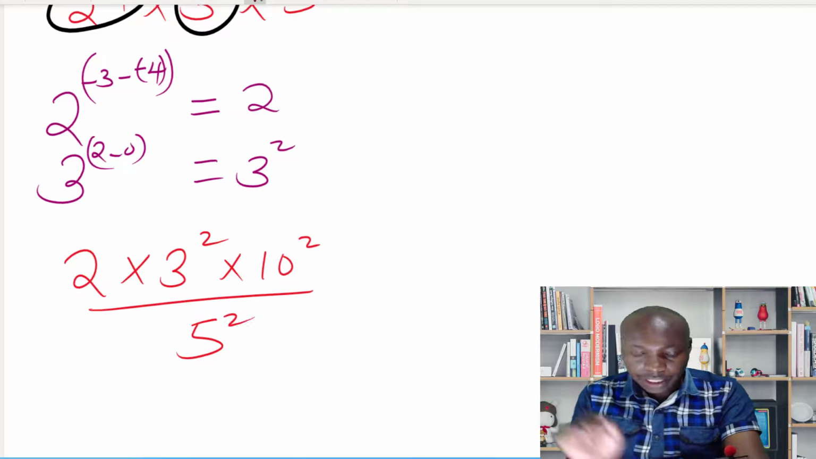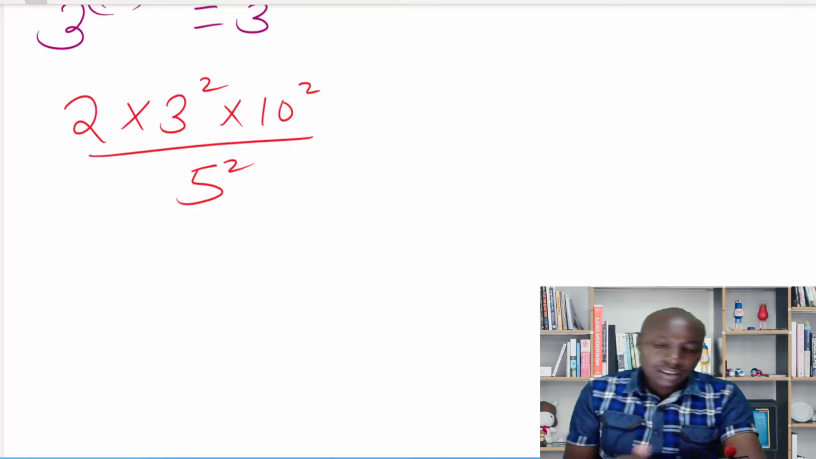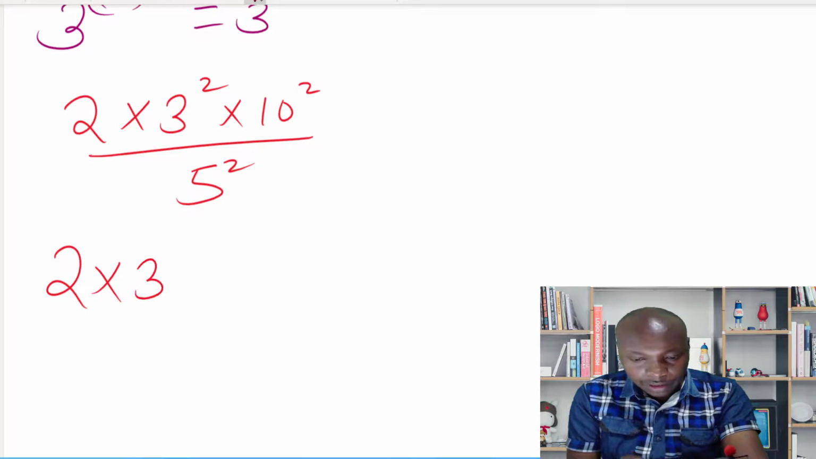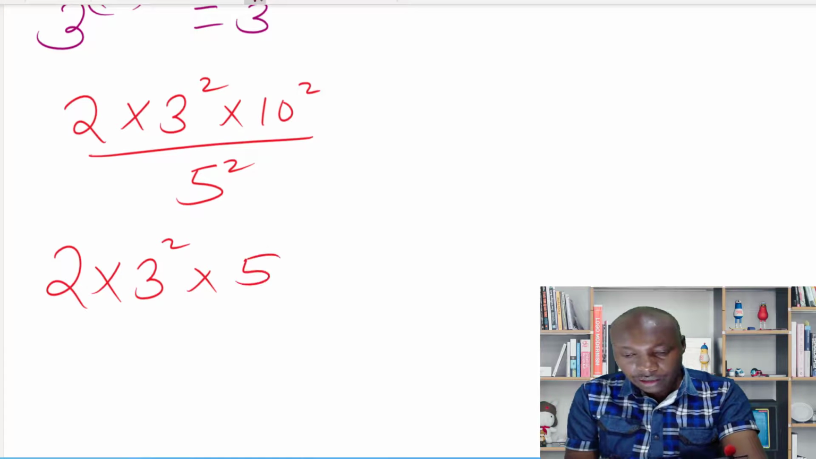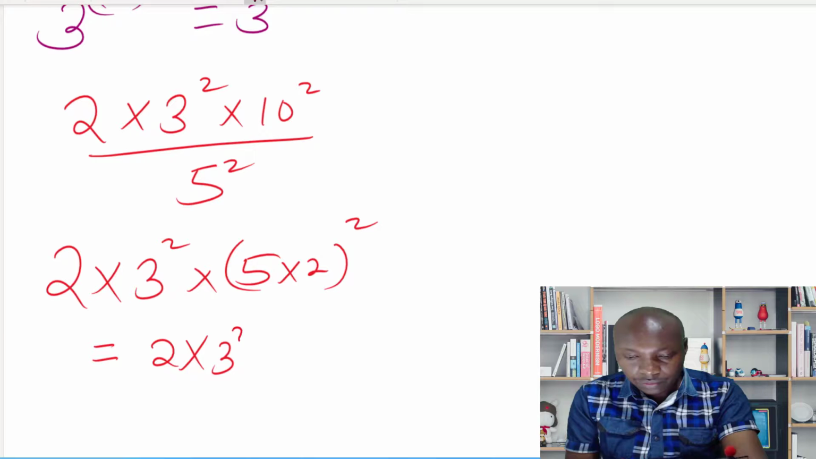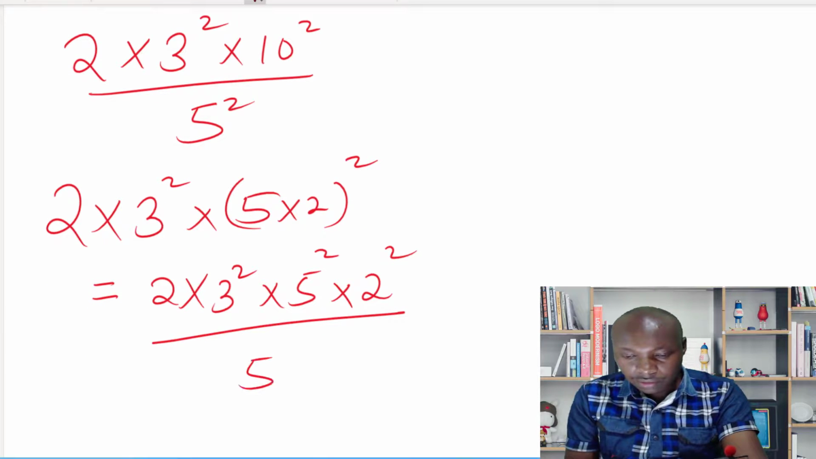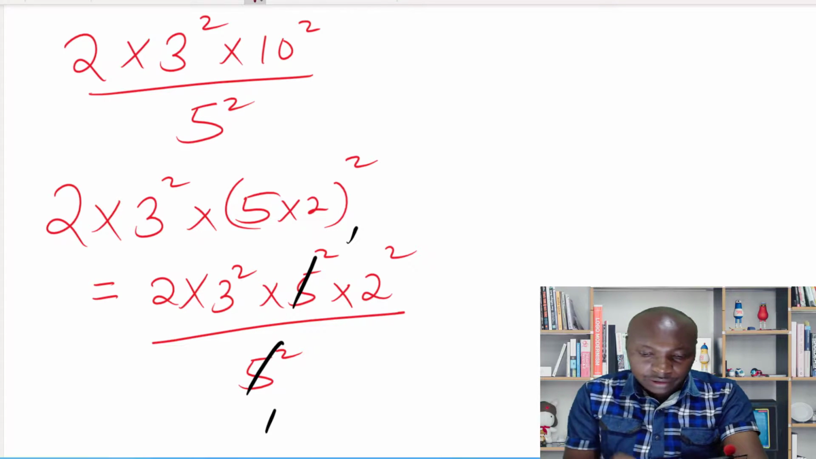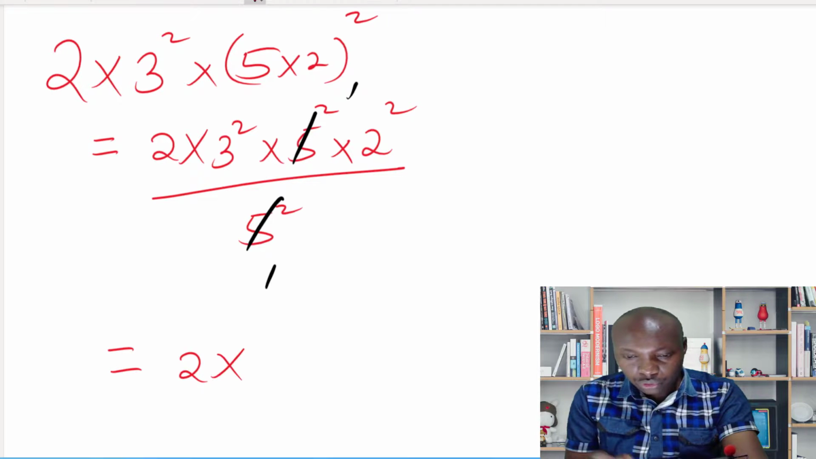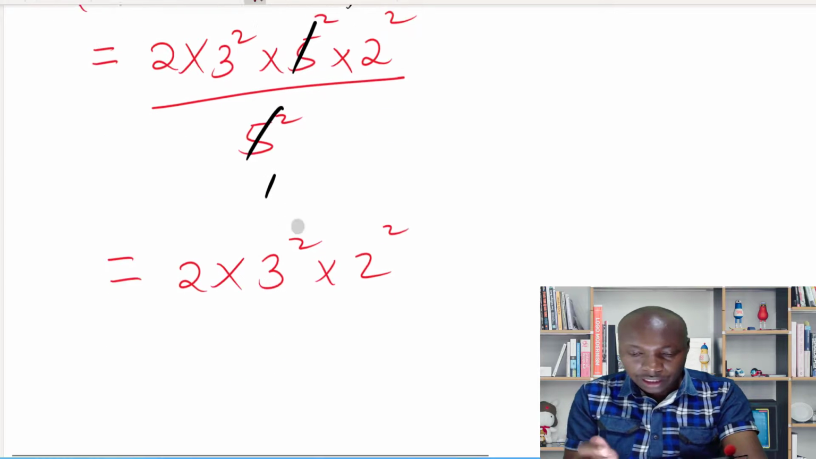everything divided by 5 squared. There's something here we can do. So 2 multiplied by 3 squared times 10 squared, we can split 10 squared. We can write this one like this: 5 times 2 squared, which will give 5 squared times 2 squared, and then the denominator is 5 squared. When you look at this one, we divide, and then we shall have 2 multiplied by 3 squared multiplied by 2 squared.